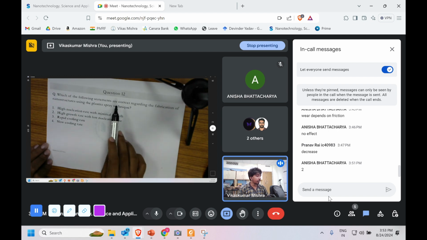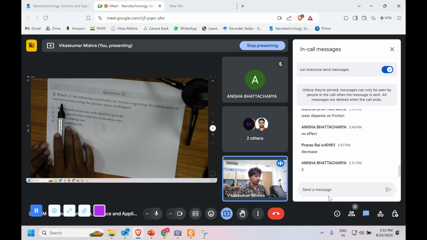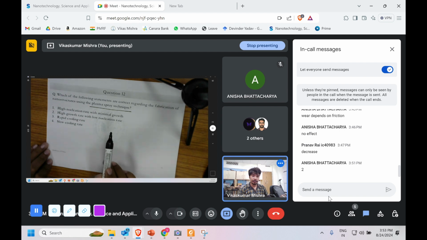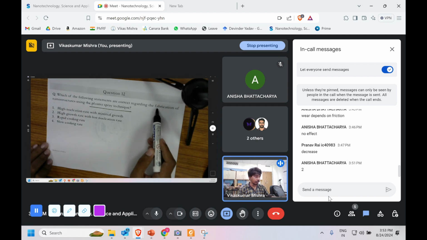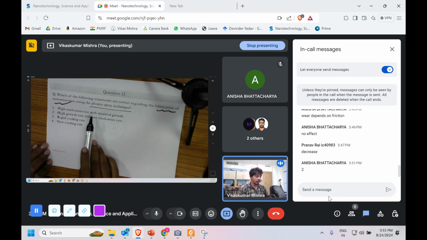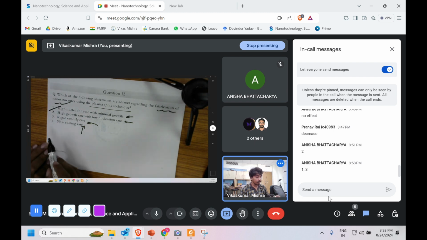Which of the following statements are correct regarding the fabrication of the nanostructure using the plasma spray technique? Okay, so fabrication of the nanostructure, from that point of view, see which one is correct. High nucleation rate with the minimum growth rate, that is the one which is required, or growth rate should be high and nucleation rate should be low, and rapid cooling rate, slow cooling rate. Anisa is telling that it's 1 and 3. Yes. So 1 and 3 are the correct answer.